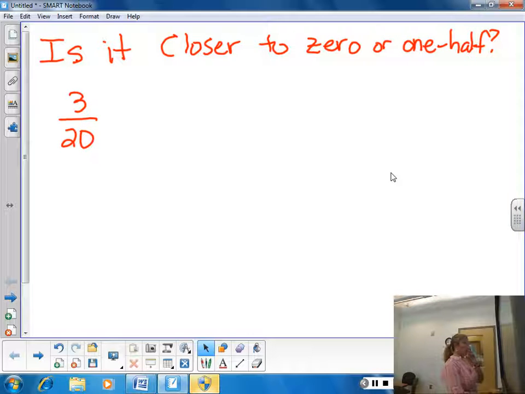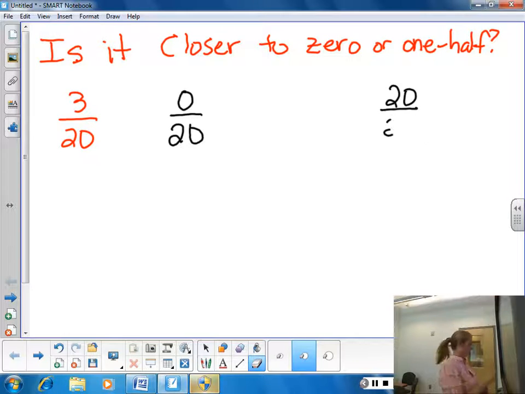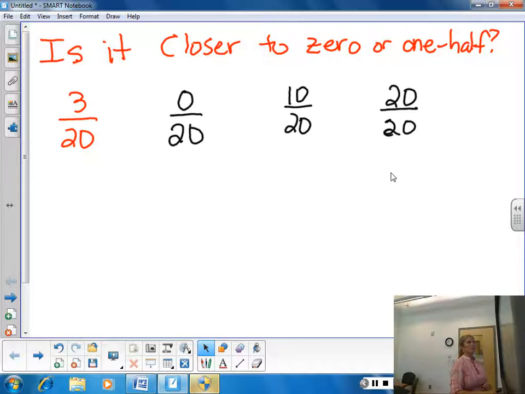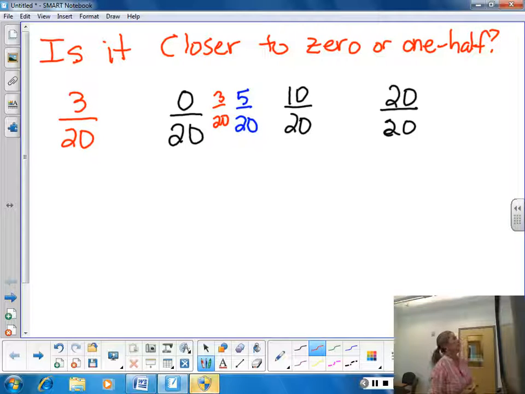What is 0? Well, 0 is 0/20. All the way over here. Total, if you had all the parts, you'd have 20 out of 20. And in the middle, halfway in there, would be 10 out of 20. So what we're asking is, is 3/20 closer to 0 out of 20, or is it closer to 10 out of 20? And halfway between here would be half of 10, which would be 5 out of 20. That's halfway between those two. And 3/20 is definitely over here. So 3/20 is closer to 0.